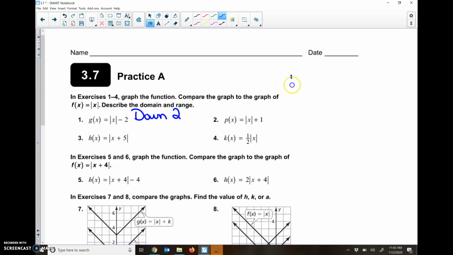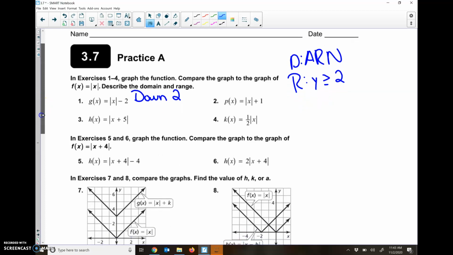Okay, domain, pretty much for all these, is going to be all real numbers. There's not a number that I can't put in for the domain that wouldn't make sense. My range, if you remember, is going to be my lowest point. So now that I know I'm down 2, my range is going to be anything greater than or equal to negative 2. There's no way it's going to get anything less than that.